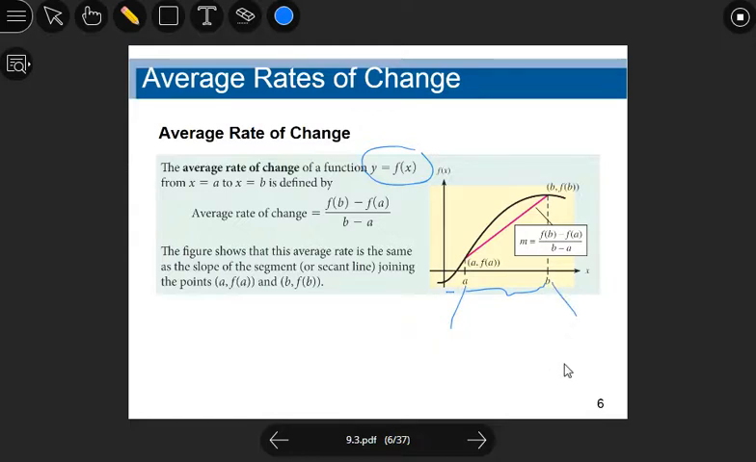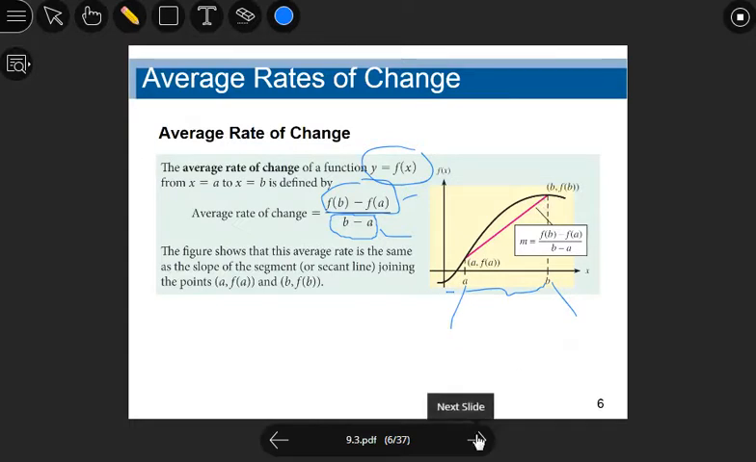To find this rate of change, we need to take a ratio first. This is the change of this function between a and b, and this is the change of the given independent variable. This is the change of the dependent variable, or the change of the function, and this is the change of the independent variable. This is the basic idea. So it gives a geometrical representation, meaning it gives a segment like this line.